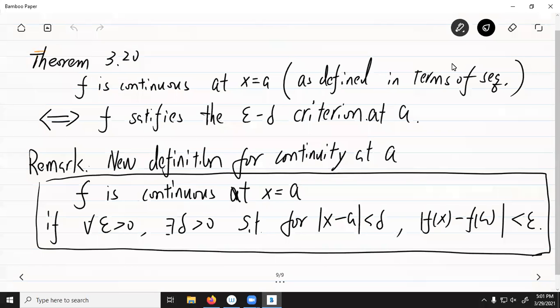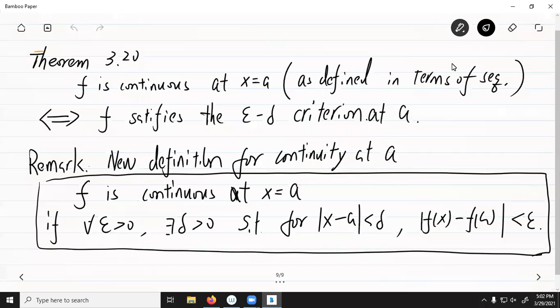Okay, so last time we talked about the epsilon delta criterion. This is the theorem we finished. The theorem says f is continuous at x equals a, which is equivalent to saying that f satisfies the epsilon delta criterion at a. So this theorem gives you a new definition for the continuity at a.